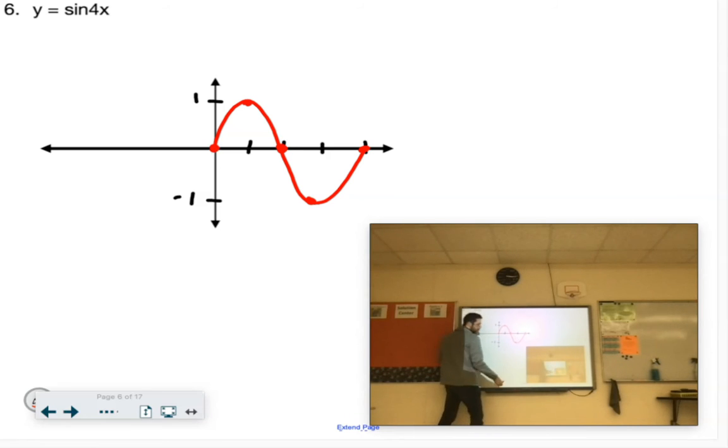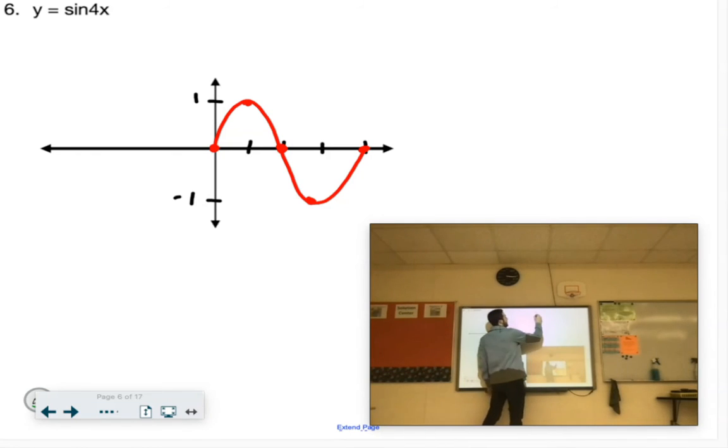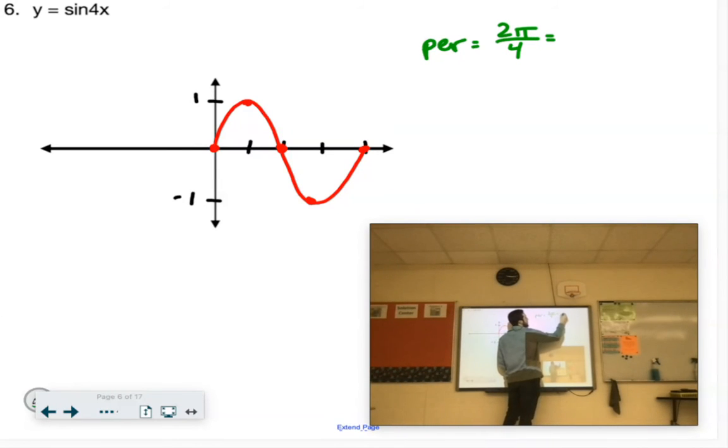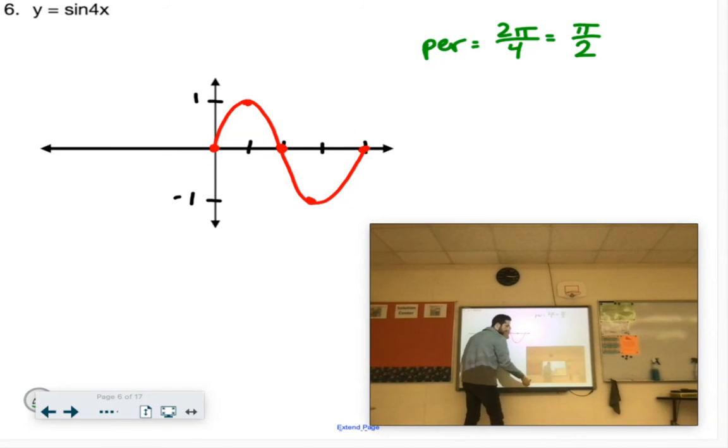This is one cycle. We do need to figure out the labels though. So the period is 2 pi divided by b. In our case, b is 4. Now 2/4 reduces to 1/2. So one full period is going to be pi over 2.